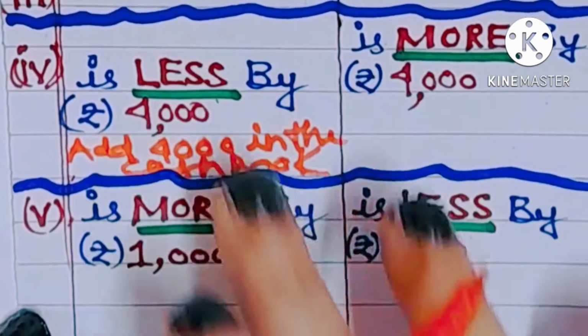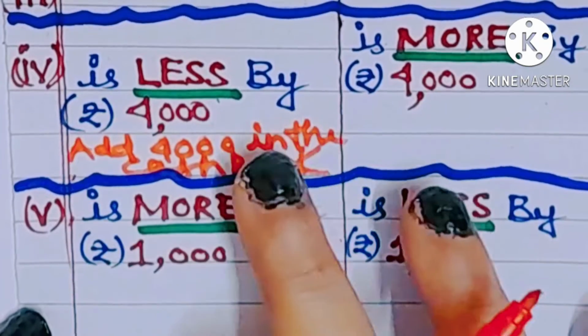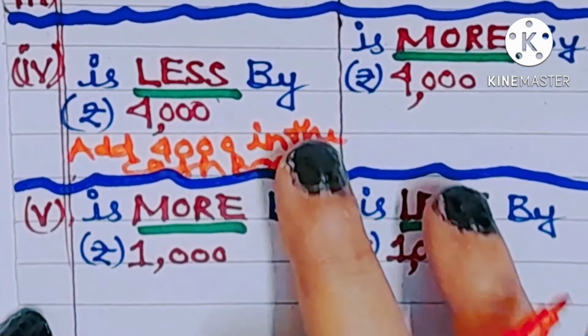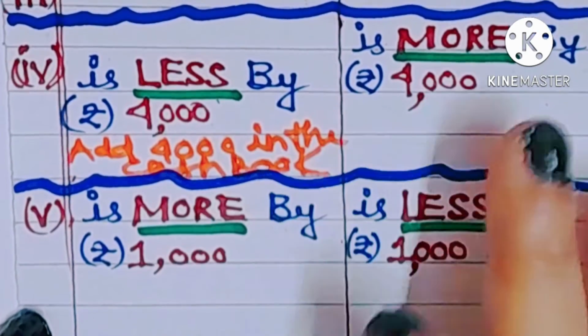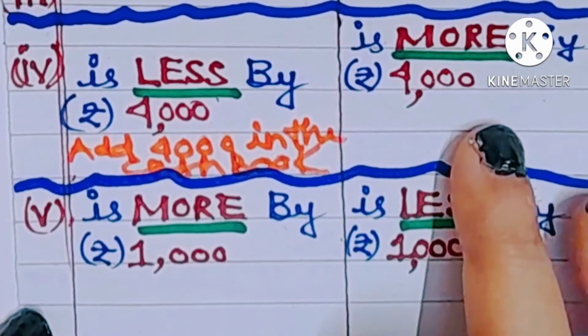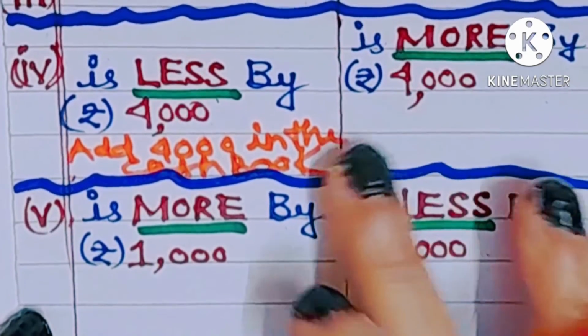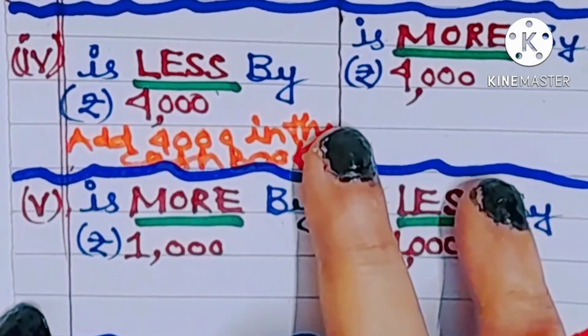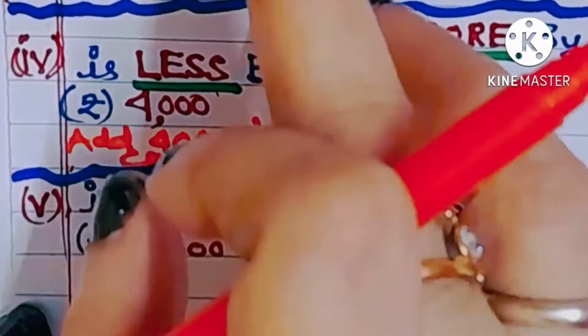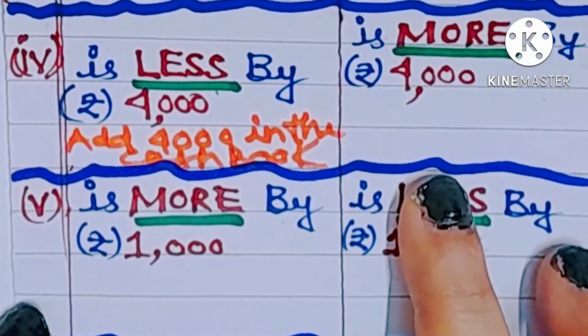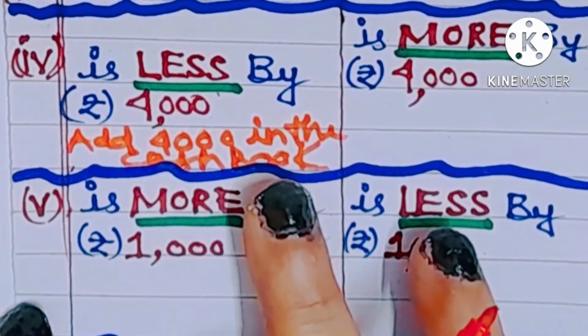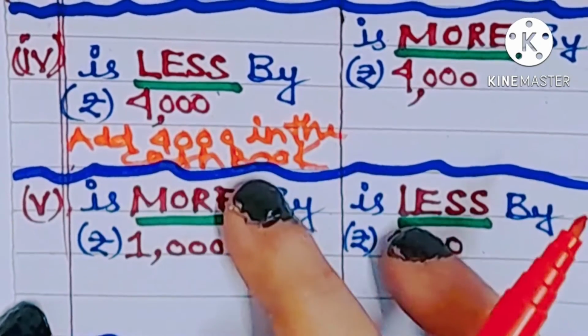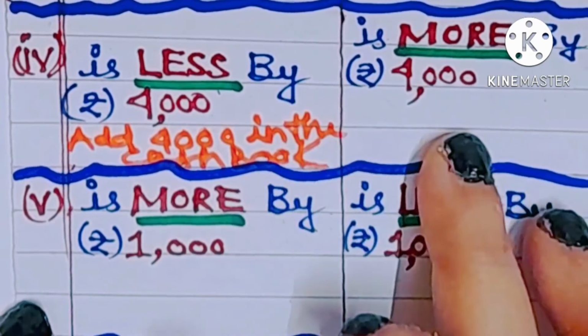So cash book balance is less by rupees 4,000. Our passbook balance? Passbook balance is more by rupees 4,000. Our job is cash book balance should be equal to passbook balance. So what will we do? We will add rupees 4,000 in the cash book because we are given the cash book.